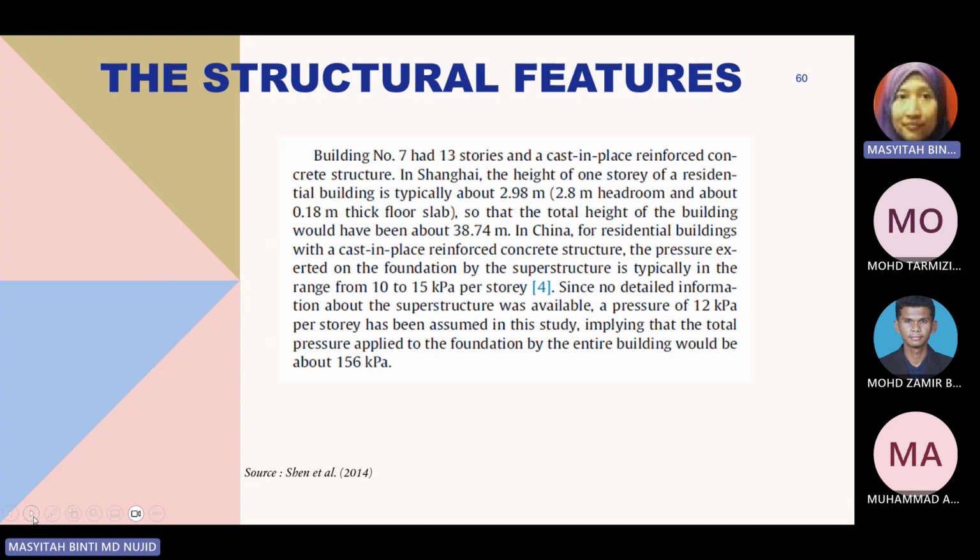and this is just telling you the standard for PHC in Shanghai, China, that is mentioned for the PHC type. So it says that for cast in place reinforced concrete, the height of one story of a residential building is typically about 2.98. So these are the rules or guidelines being carried out in China for this kind of high-rise building and for cast in place reinforced concrete. And what are the limitations, or what is the range of pressure or value of stress that can be catered for by the building itself?